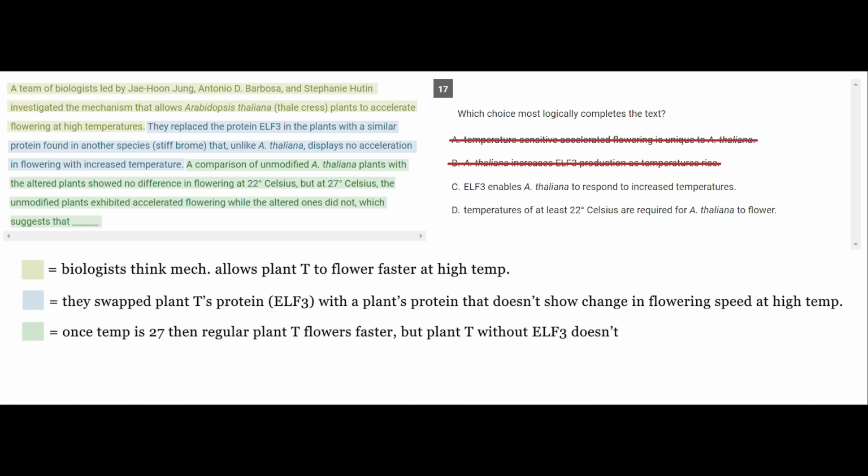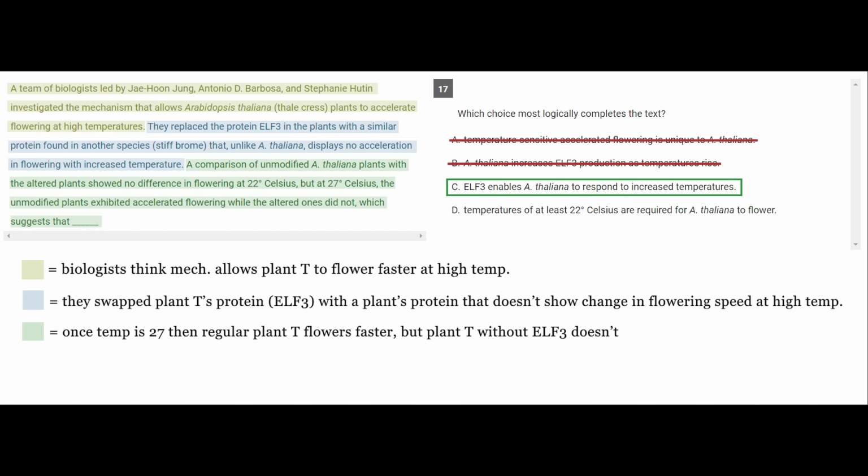Choice C says, ELF3 enables A. thaliana to respond to increased temperatures. This is true. We saw that when ELF3 is swapped with another protein, plant T doesn't flower faster at high temperatures, which shows that ELF3 is the mechanism that enables plant T to flower faster at increased temperatures.